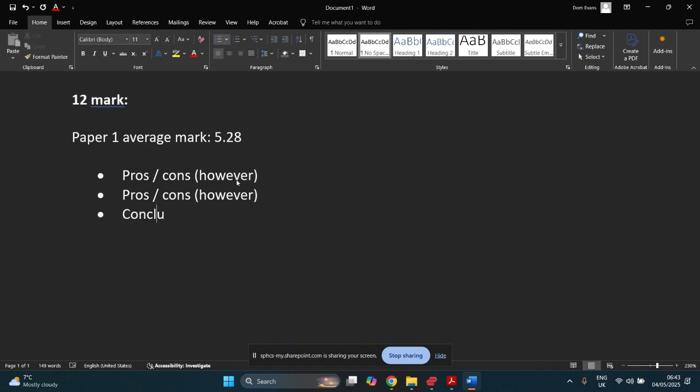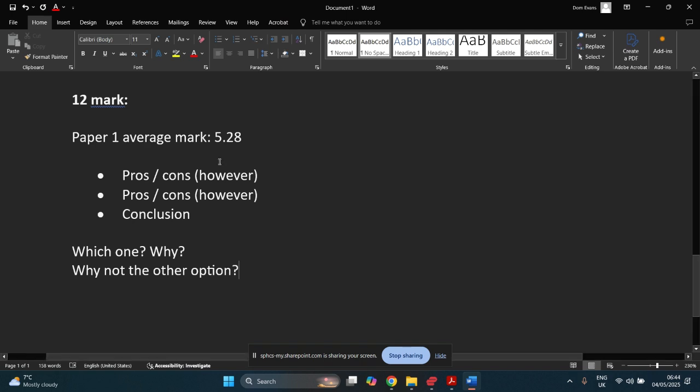For a conclusion in the 12 marker, you're going to say which one and why not the other option, and that's it. Okay, in as much detail as you can using the case study.